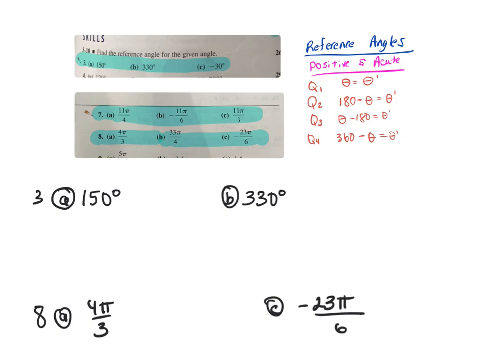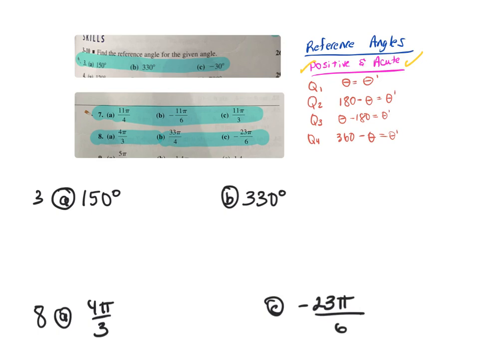Okay, guys, this is your 6.3 quiz review. Each little thing that I go over is going to be on your quiz, so make sure you understand how to do this. The first thing I want to look at is reference angles. You need to remember that reference angles are always positive and acute. Always positive, always acute. So make sure you check that when you get your answer here at the end.